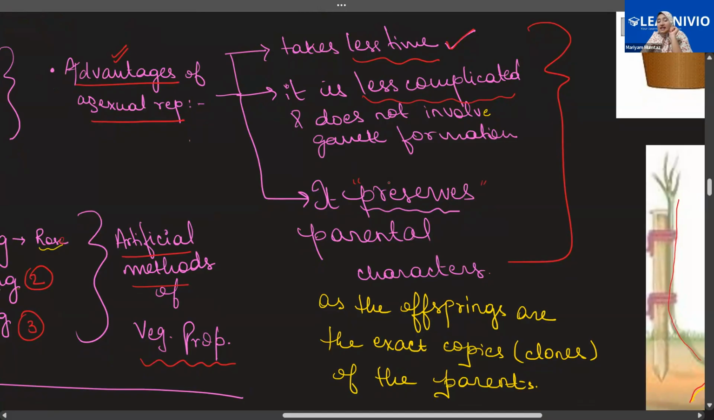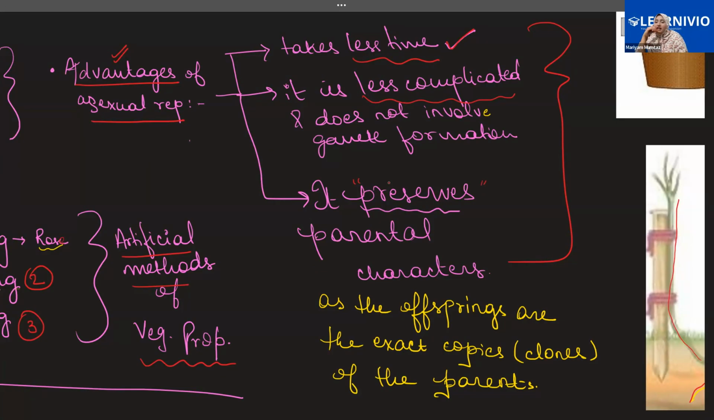Apart from that, it is much less complicated compared with sexual reproduction, and it does not involve gamete formation. That is why it takes less time. Also, the offsprings that are formed are the exact copy of the parents. So it preserves the parental character. Why? Because clones are produced.